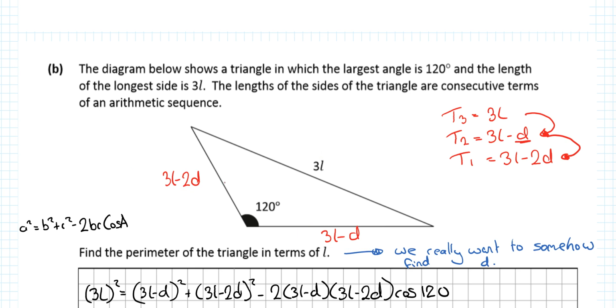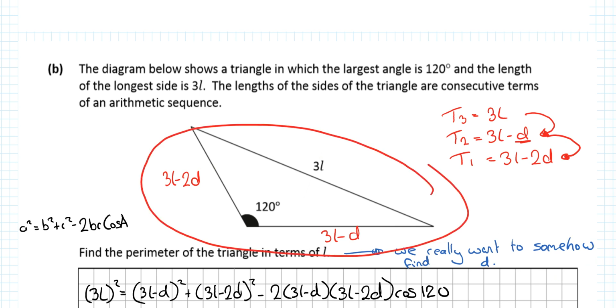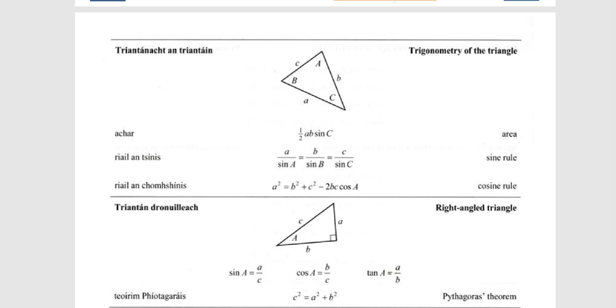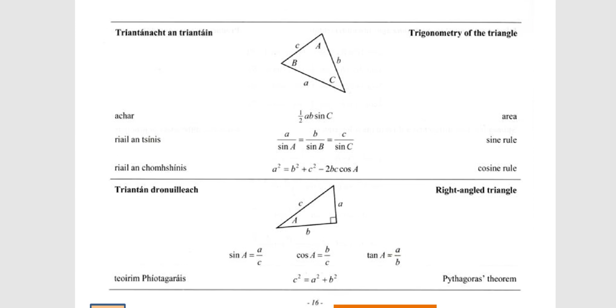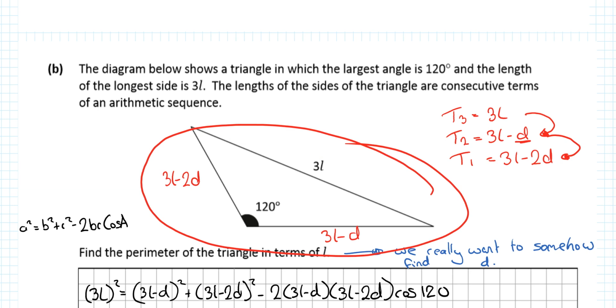I accept the fact that I don't know what d is, but we really want to somehow find d. Okay, well, look at this. It's a triangle. We know three sides, kind of, and we know an angle. So we go to our log tables and we think, okay, it's a triangle, so I can definitely use page 16 here. Is it a right angle triangle? If it's a right angle triangle, I can only use these rules at the bottom. It's very clear from the diagram it's not a right angle triangle, and with 120 degrees, the other angles, this angle and this angle, have to add up to 60.